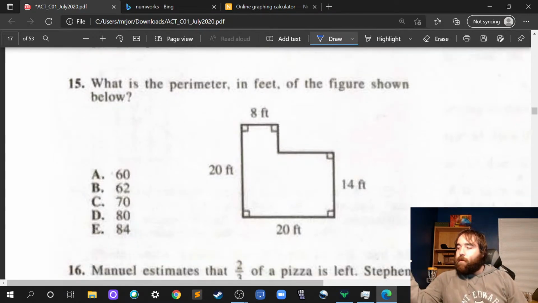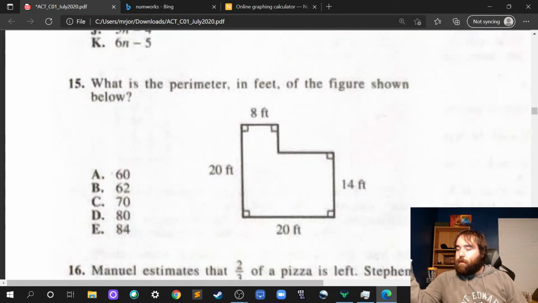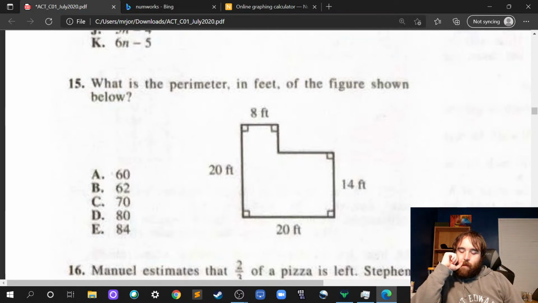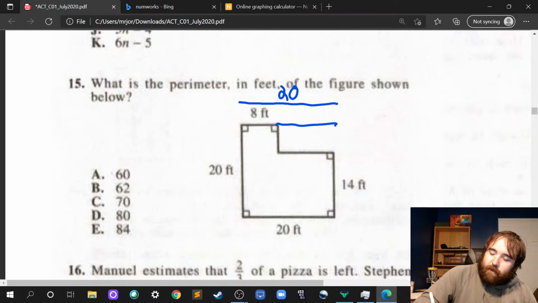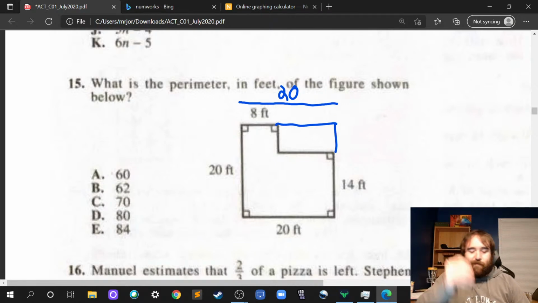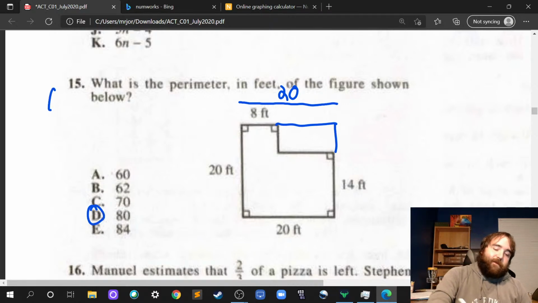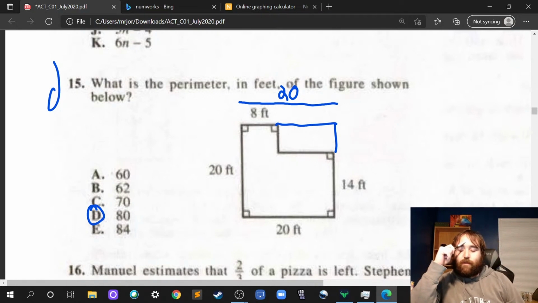What's the perimeter? So we actually don't even need that 8, because this whole distance right here is 20. Because we just imagine this cut out like this, actually. So it's like that whole distance is 20. It's a square. It's 80. It's a square with that cutout, but those things just go over like that.